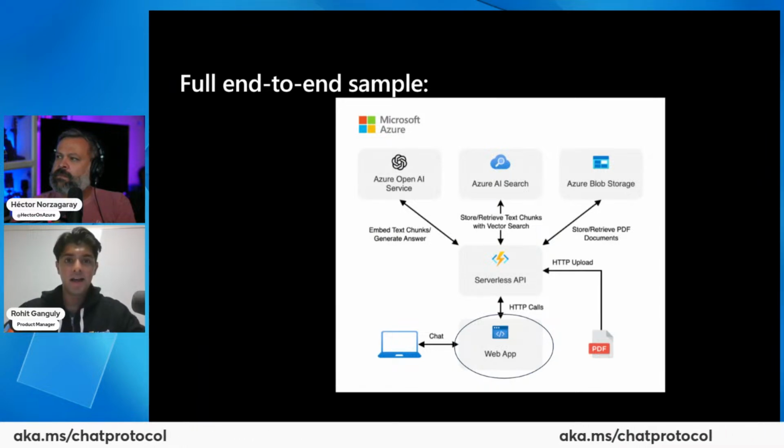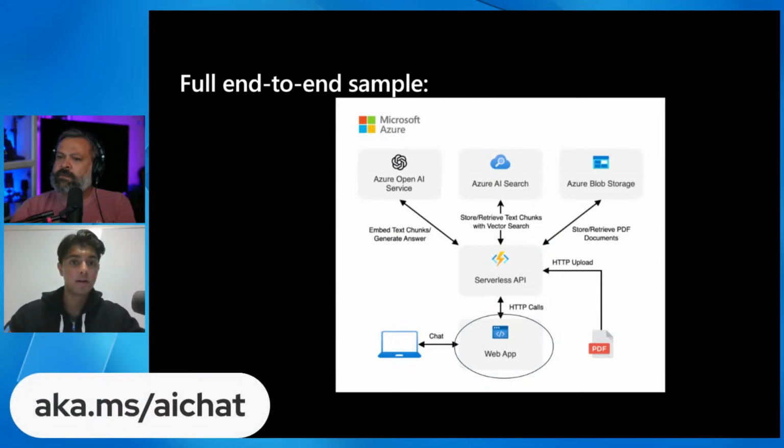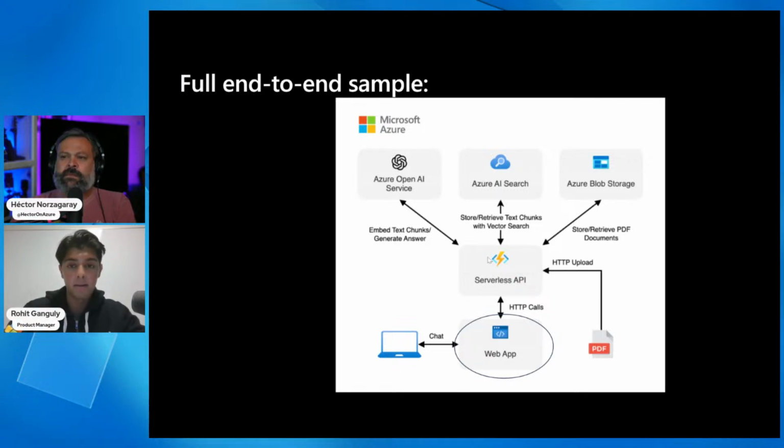Speaking of demo, here's a high-level architecture of what the demo looks like. This is what we talked about at Microsoft Build, and I'll link to it at the end, of course. We have a static web app, which calls Azure Functions, the serverless API. The serverless API can then call Azure OpenAI Service for embedding text chunks and generating the answer. It can then use Azure AI Search for storing those text chunks and retrieving them with vector search. And then Azure Blob Storage, where it can retrieve and store PDFs. So we can pass in those files, and then this application will embed them, store them, and we can retrieve them later on in the conversation.